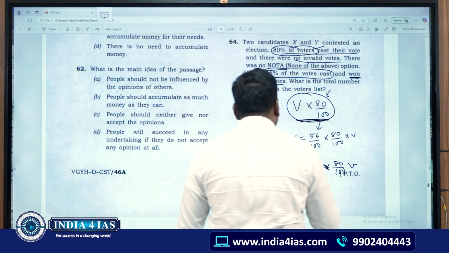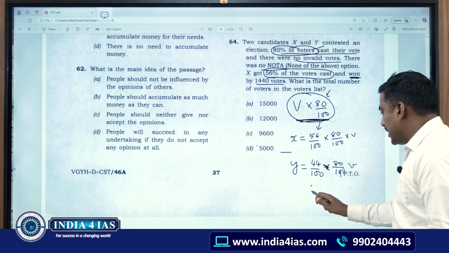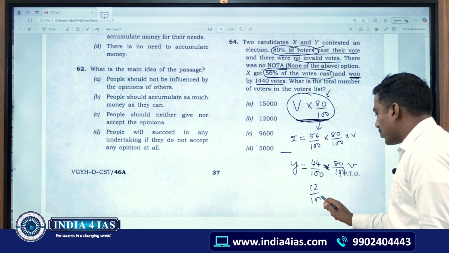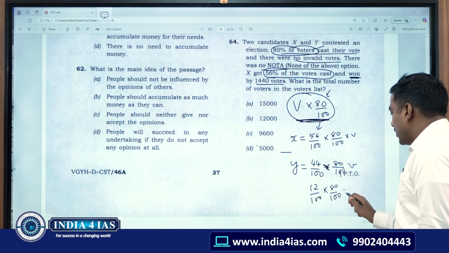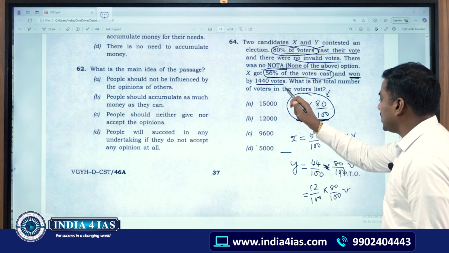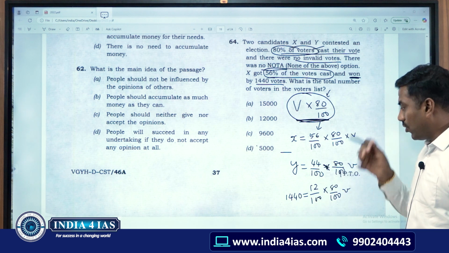What is the difference altogether? X minus Y is 12 by 100, 12 by 100 into this 80 by 100 V. This is equal to how many votes? 1440. The difference between X and Y was 1440.